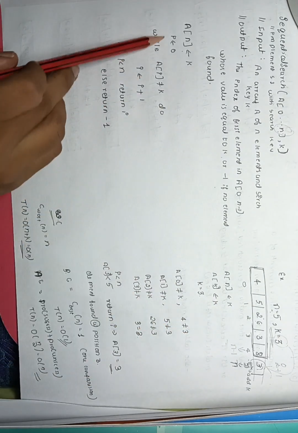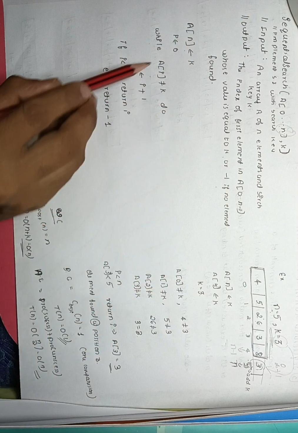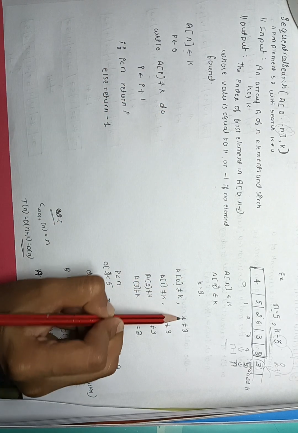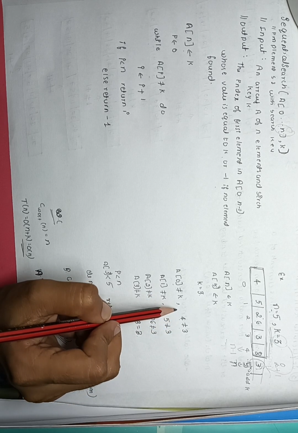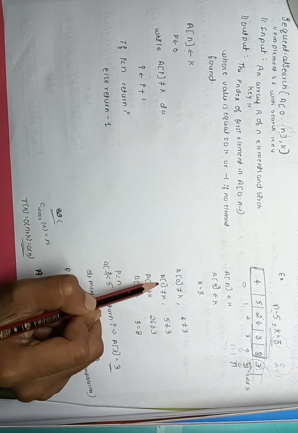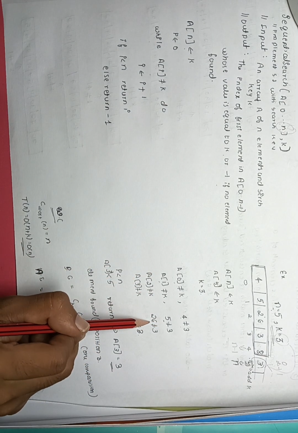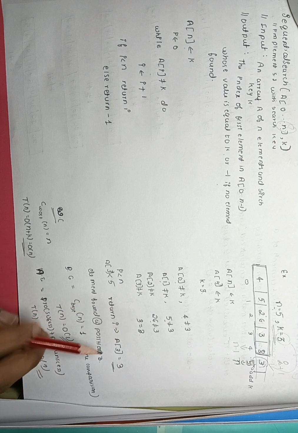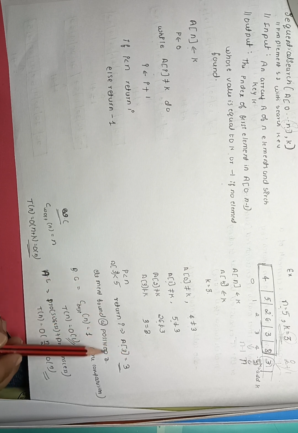Got it? Next i equal to 0. While A of i is not equal to k: is 4 not equal to 3? Yes, so increment i plus 1. Again check whether 5 is equal to 3, no. Again increment i, whether 26 is equal to 3, no. Again increment i, whether 3 is equal to 3, yes. Hence we got the element in the array at the third position.